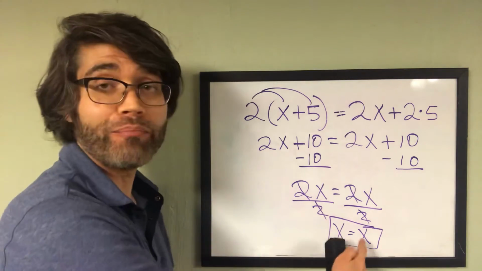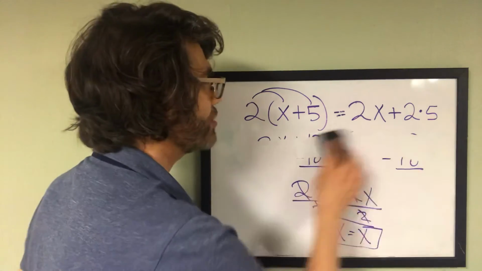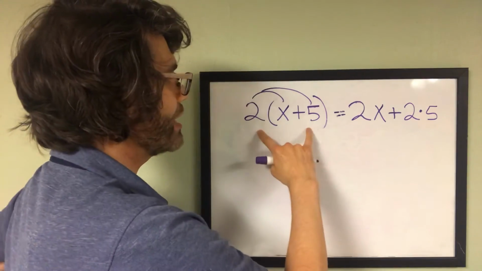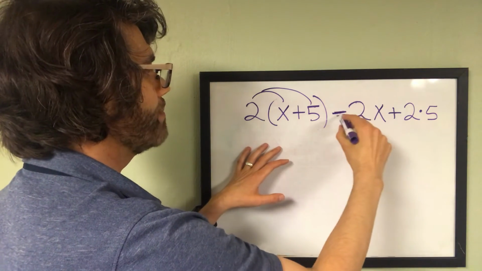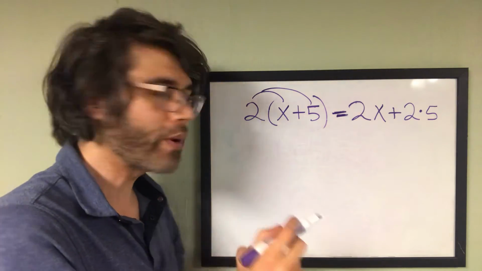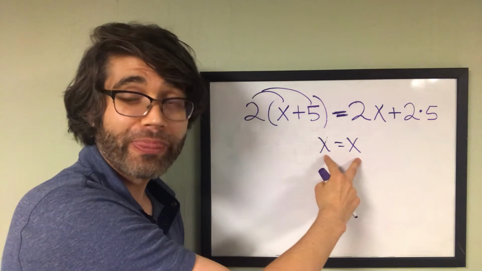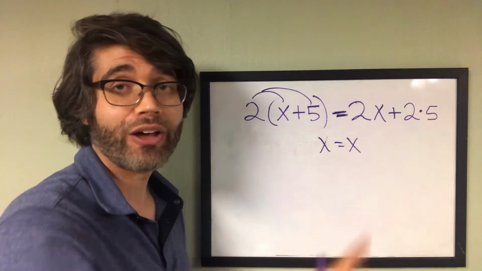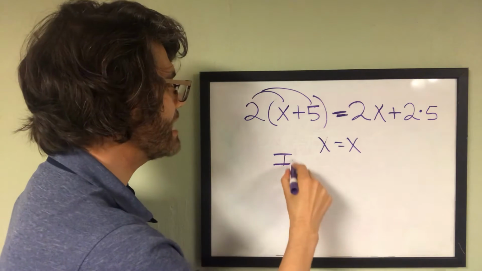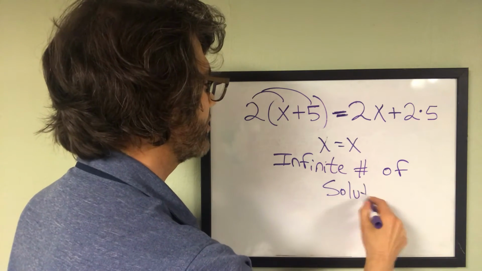In fact, these aren't numbers that are identical. These are variables that are identical. This is a very interesting situation. When you have an expression that equals an expanded version of the expression, what you're going to get is a situation where the variable equals itself. And if you ever get a variable equaling itself, this is a very special kind of equation, okay? And in this special kind of equation, there isn't just one solution. There are an infinite number of solutions. Isn't that interesting?